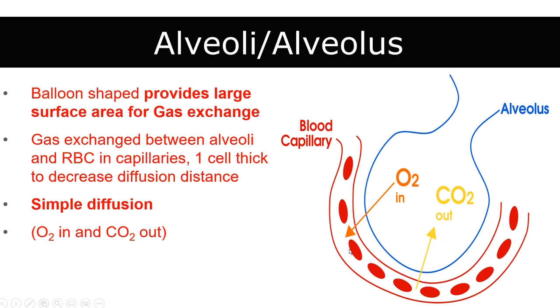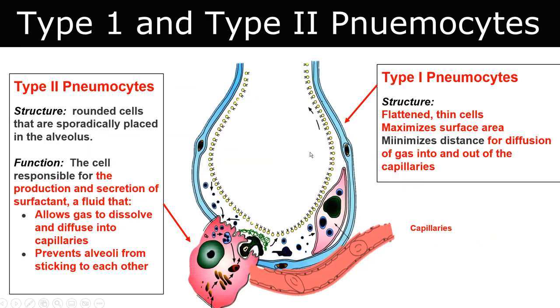Like most gases, oxygen and carbon dioxide are going to cross membranes via simple diffusion. They don't need any special protein channels. There's no exocytosis or endocytosis or anything like that. So oxygen and carbon dioxide are going to diffuse directly across the membrane, in and out, via simple diffusion. And again, this is occurring in the alveolus.